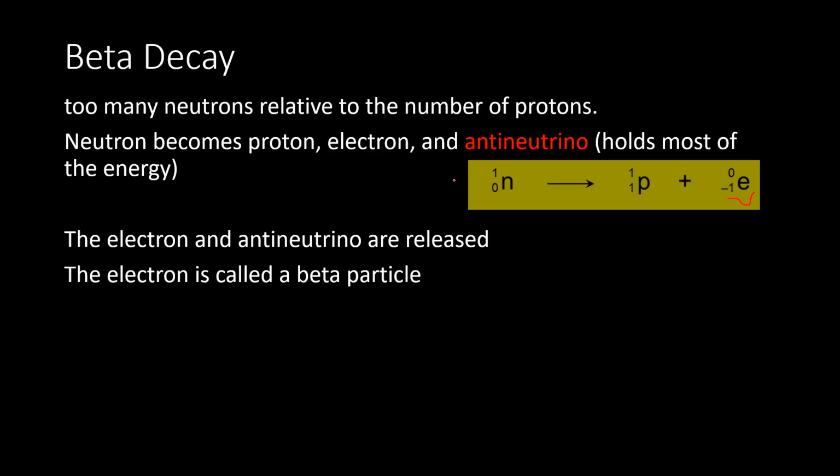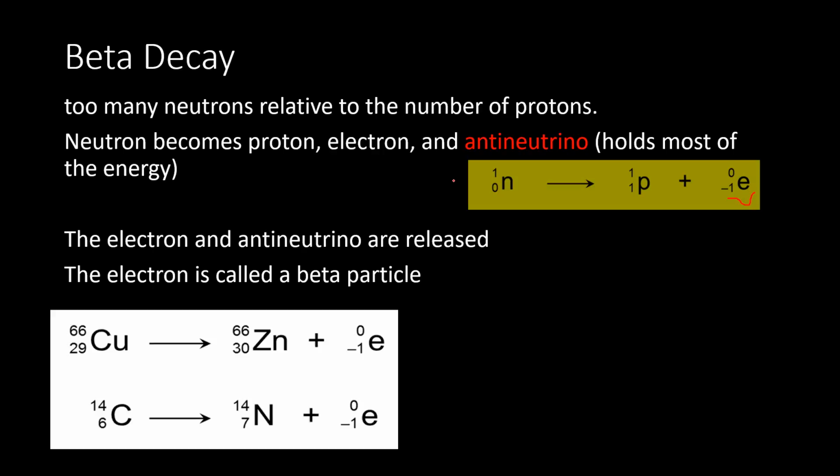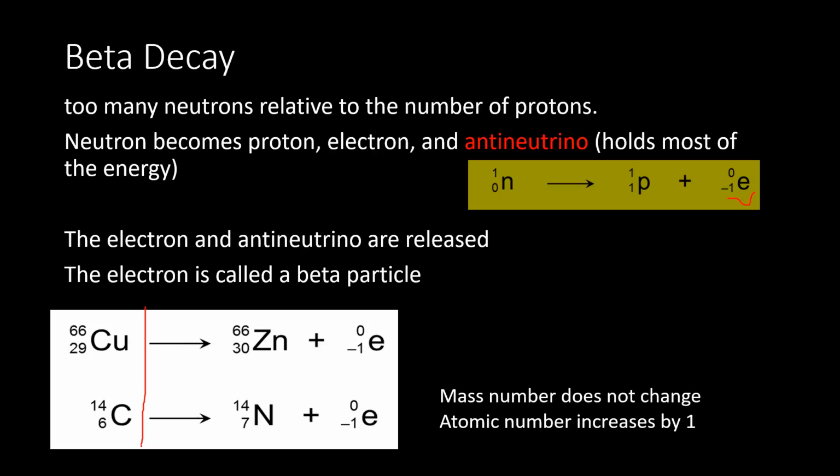The neutron becomes a proton. So we have lost a neutron but gained a proton. So the mass number does not change. However, because we gained a proton, the atomic number increases by 1, and on both sides, atomic mass and atomic number are conserved.